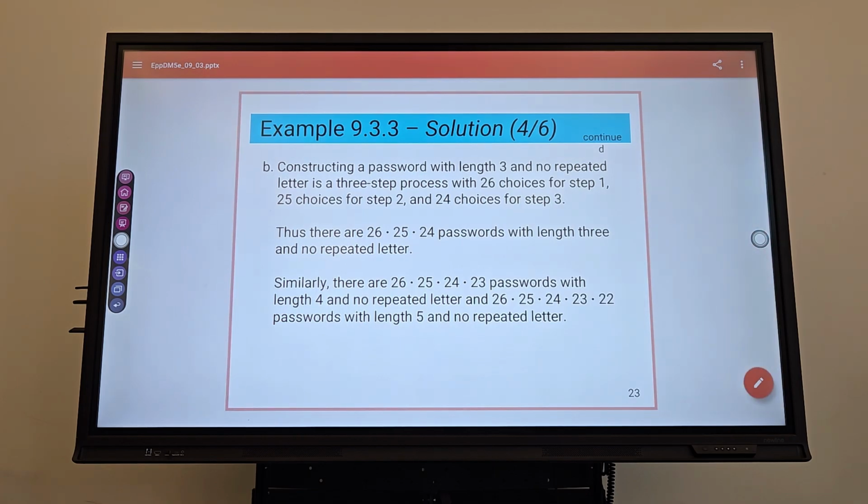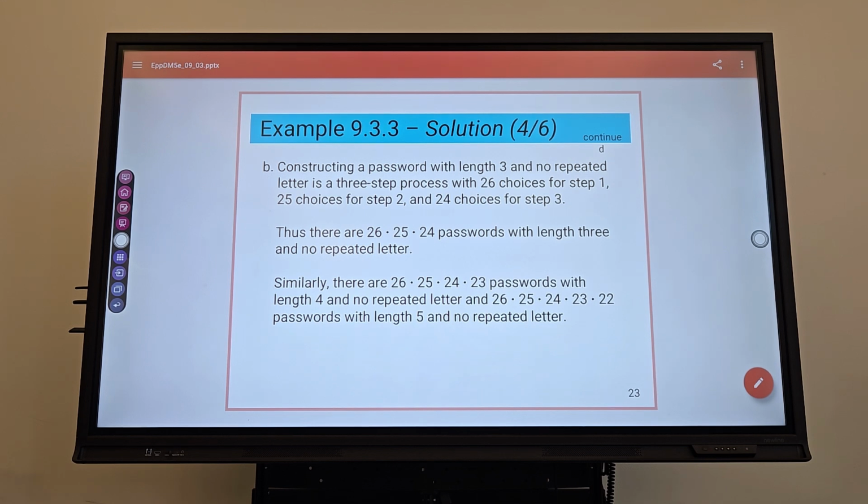Constructing a password with length 3 with no repeated letter is a 3-step process: 26 choices for step 1, 25 for step 2, etc. Thus, there are 26 times 25 times 24 passwords with length 3 with no repeated letter.